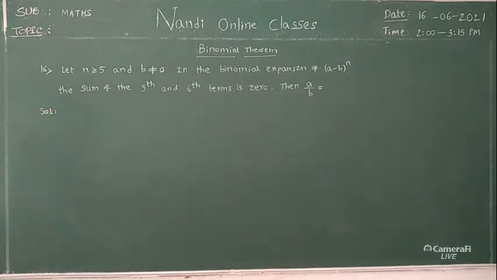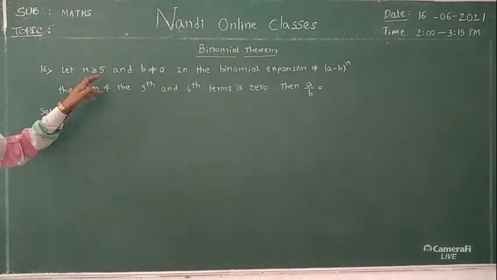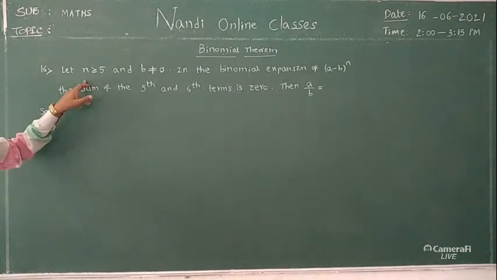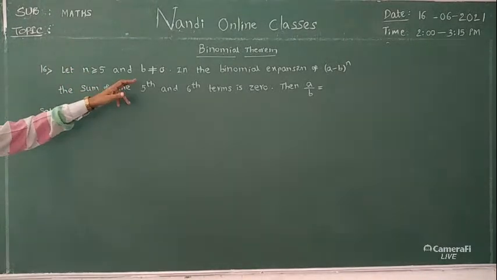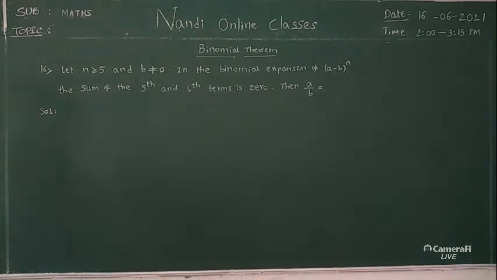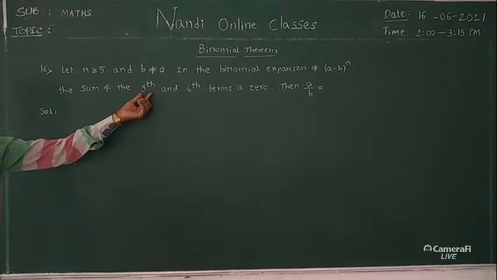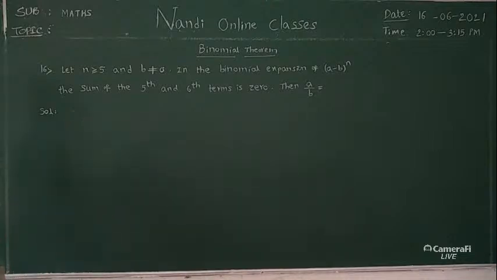Right. Understand the problem. Let n be greater than or equal to 5 and b not equal to 0, in the binomial expansion of (a minus b) whole power n. In that one, the sum of the fifth and sixth terms is 0. Fifth term plus sixth term is 0. What is the value of a by b?